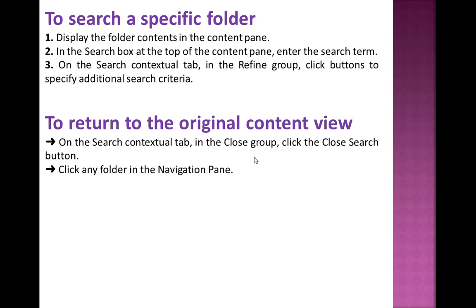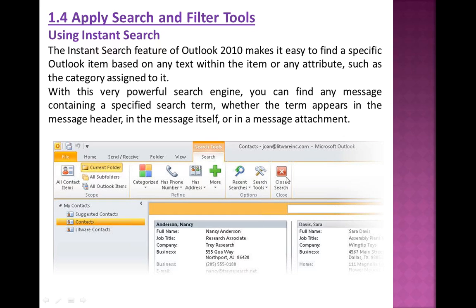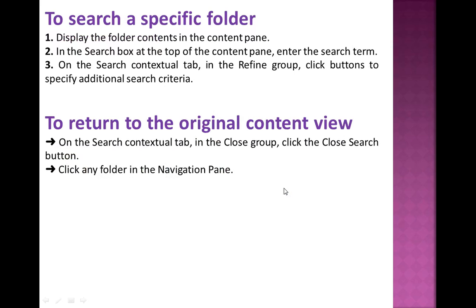Then how to return to the original content view? On the search contextual tab in the close group, click the close search button. This is the close search button. Click on this close search button.